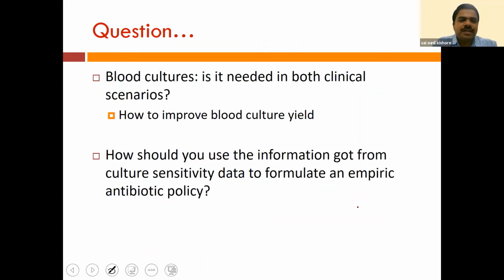So now we have discussed this particular question. And this is again more important for the doctors as compared to nurses, so whoever the residents and SNCU doctors are. How should we use this information? Once you get the blood culture, how do you formulate an empirical antibiotic policy? This is another important aspect which we should know.